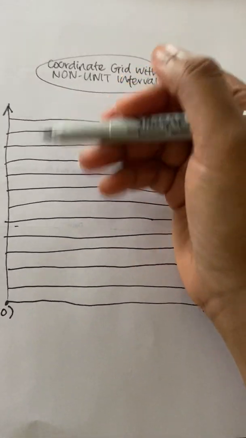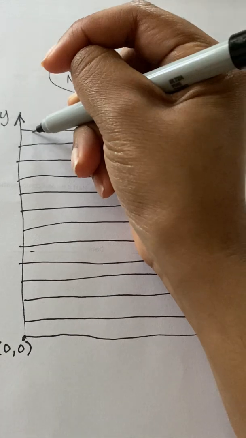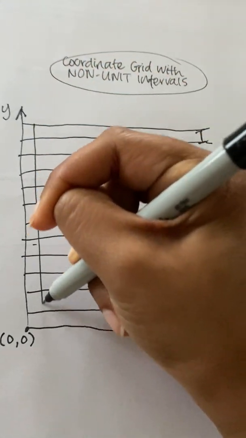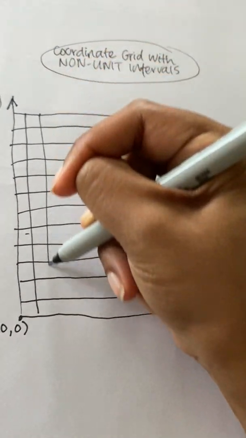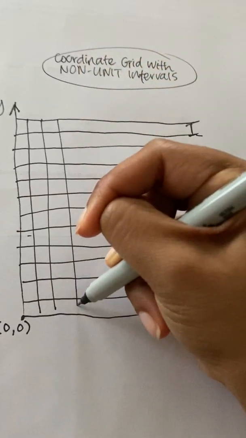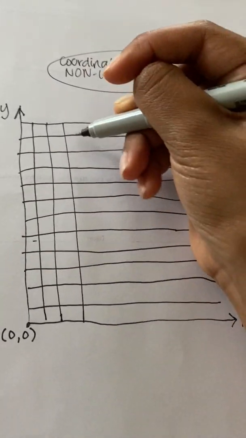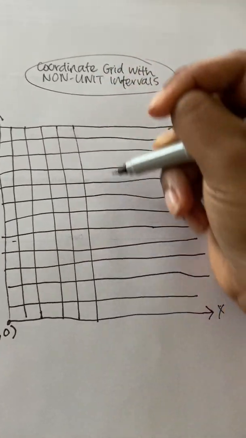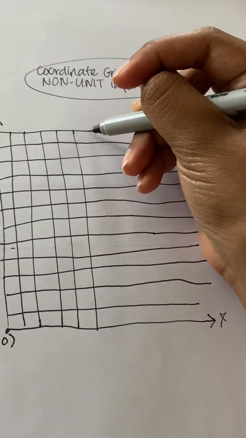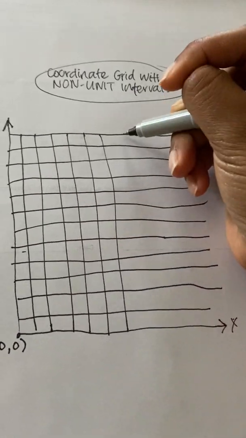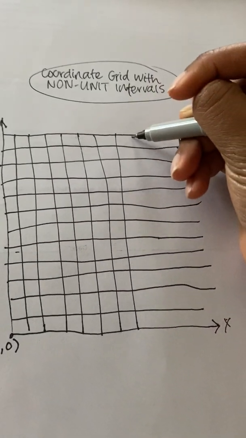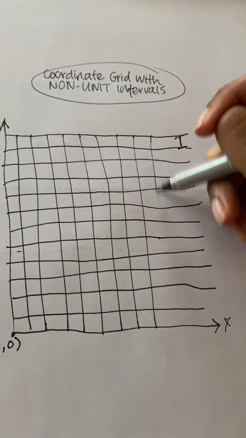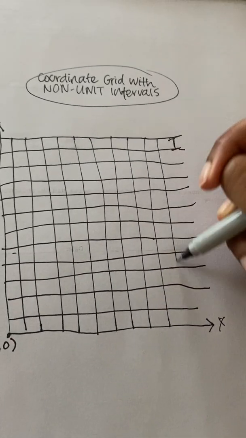Now it's time to make our vertical lines. So I'm going to start really close to the y-axis and make some vertical lines. And again, aim for at least 10. Make sure they all go all the way and touch the bottom. Touch the bottom, touch the bottom.